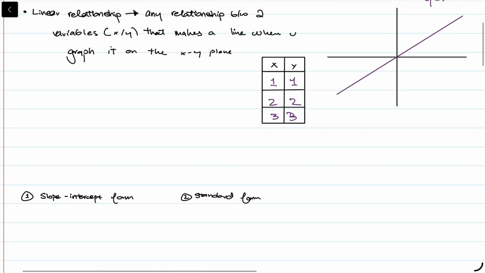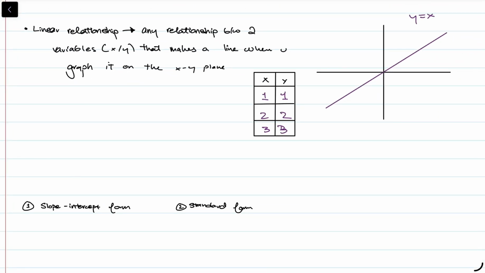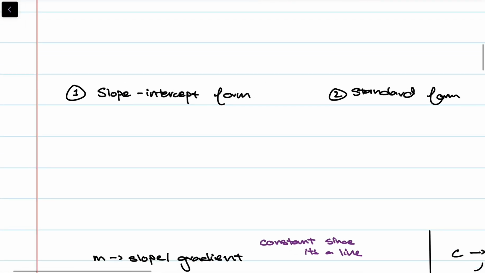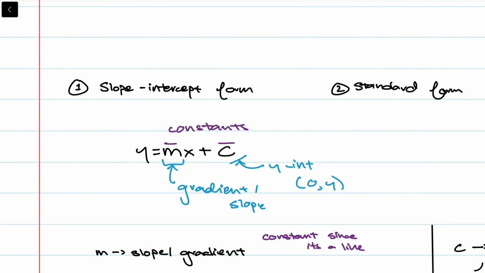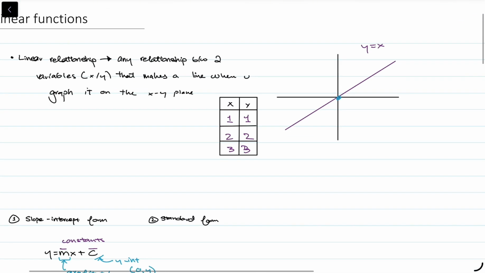There are two ways you can express linear functions. One of them is slope-intercept form, so y equals mx plus c. Y and x are variables, and m and c are constants, which means they don't change. They're going to have a fixed value, and they're showing you how y and x change compared to each other. M is your gradient or slope, and c is your y-intercept, where x equals 0. So here our y-intercept is 0 and our slope is 1.